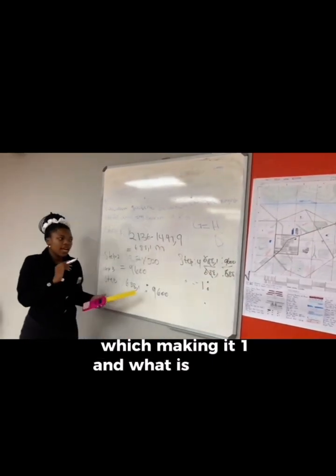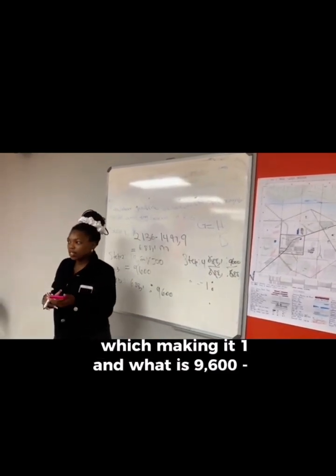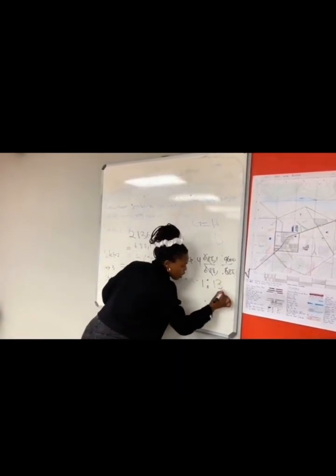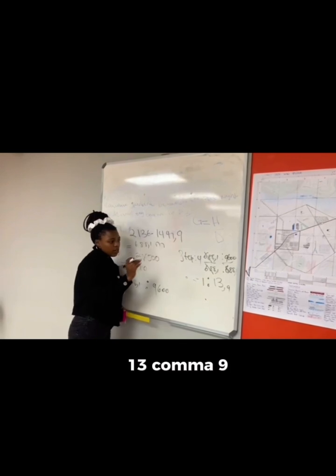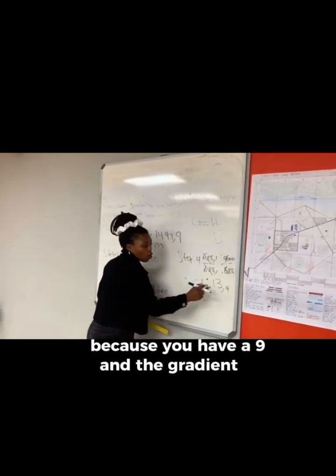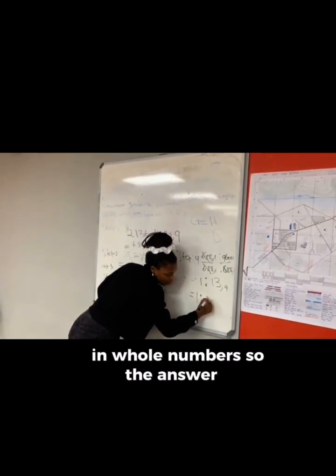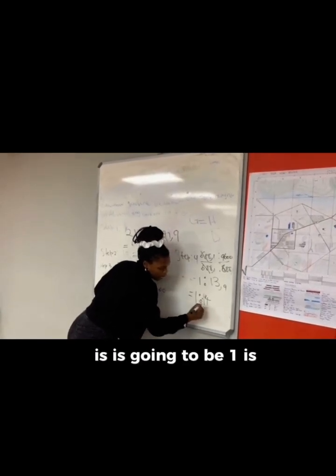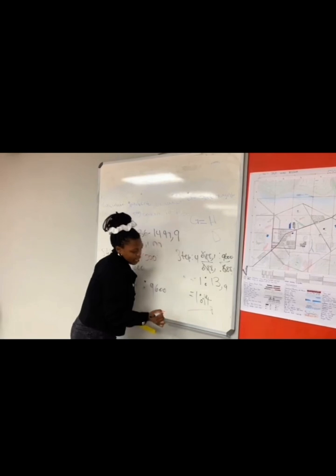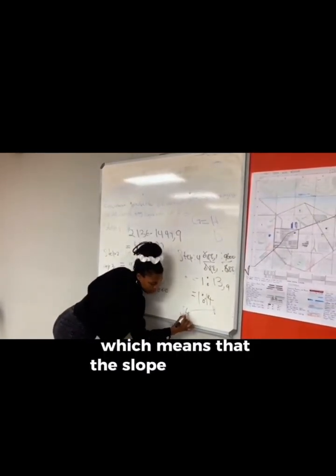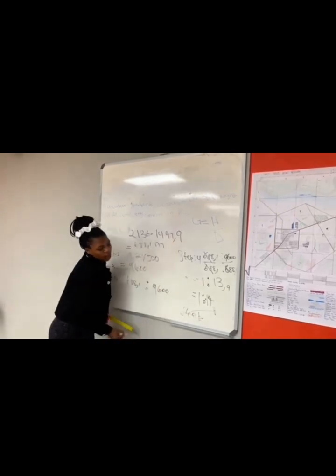And what is 9,600 minus 688? Because we have a 9 and the gradient is always in whole numbers, the answer is going to be 1 is to 14. Okay, when the gradient is like this, it means that the slope here is very steep.